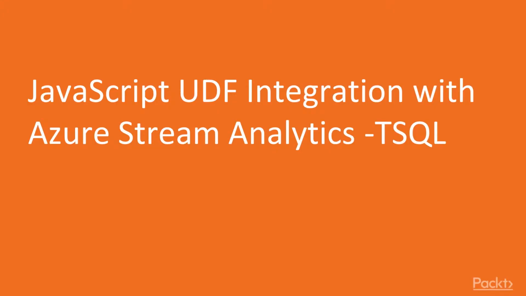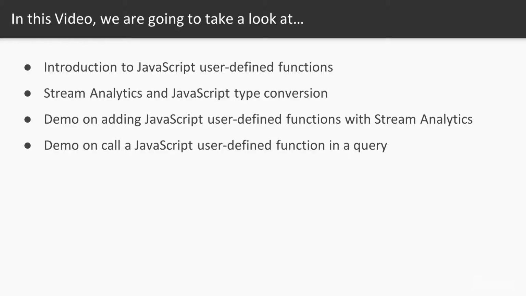This video is a part of the section on optimizing intelligence in Azure streaming, and in this lesson we are going to talk about how to utilize JavaScript user-defined functions that could be integrated with Stream Analytics query language. In this lecture we are going to talk first about how to get started with JavaScript user-defined functions. Then we will discuss the various data type differences between JavaScript and Stream Analytics query language. Then in the demo part, I am going to show you how to create a JavaScript UDF function with Stream Analytics job. Then in the last demo of this lecture, we are going to show you how to call a JavaScript UDF in a query.